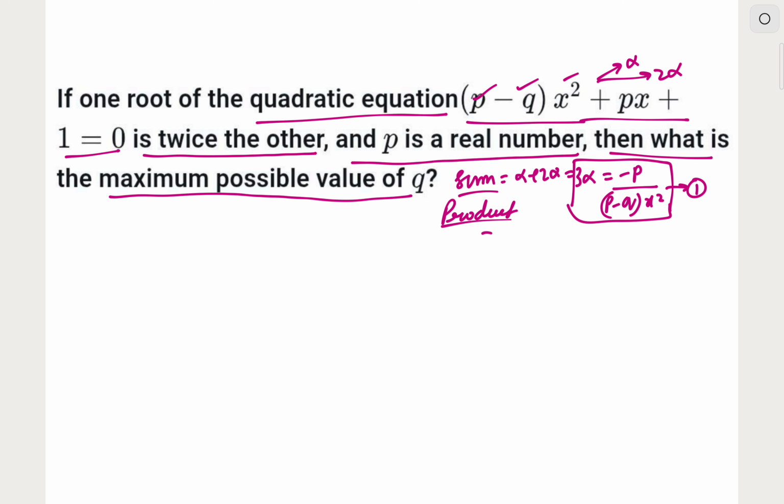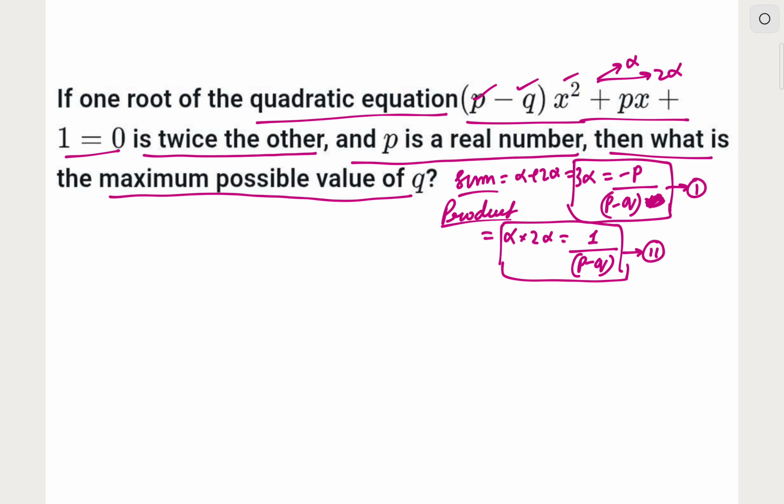Now let us see for the product. For the sum we have already gotten. For the product, alpha into 2 alpha, that is the product of roots, is c by a, where c here is 1 by (p minus q). So it is our equation 2. Now I have to simplify equations 1 and 2 and equate the value of alpha. From here alpha will become minus p by 3(p minus q). Sorry, the x square will not come here because we take only the coefficient. And same for here, alpha square will become 1 by 2(p minus q).